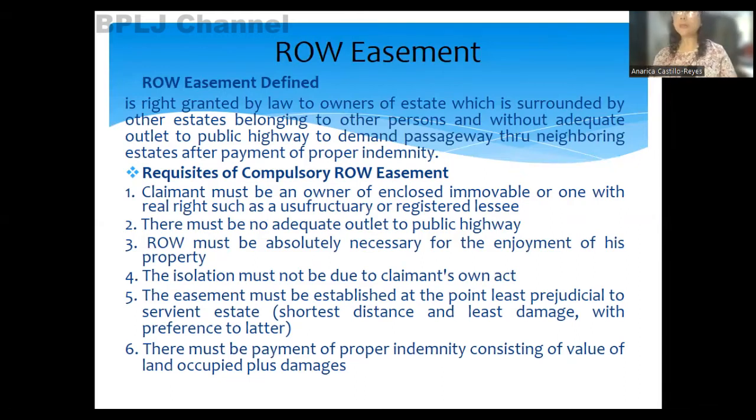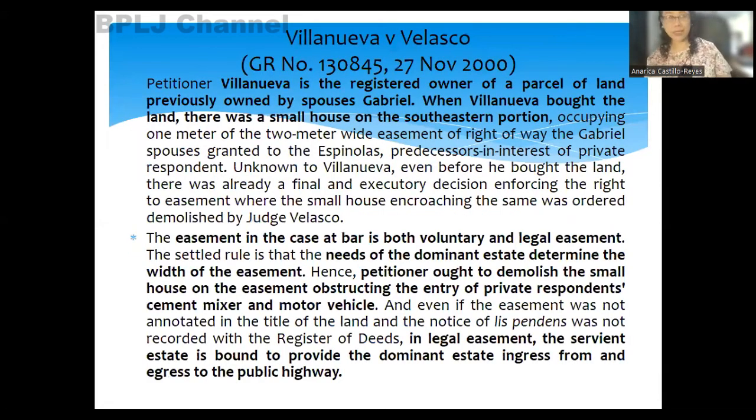The isolation must not be due to the claimant's own acts. Okay, so you must not be the reason why your property had no access. The easement must be established at the point least prejudicial to the servient estate, shortest distance and least damage with preference to the latter. And there must be payment of proper indemnity consisting of the value of the land occupied plus damages.